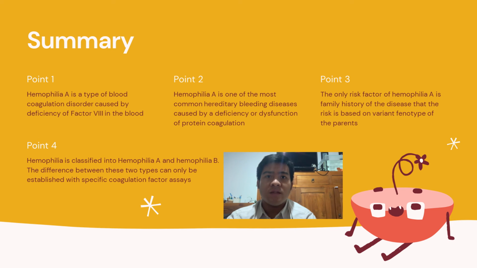Hemophilia A is a type of blood coagulation disorder caused by a deficiency of factor VIII in the blood. Hemophilia A is one of the most common hereditary bleeding diseases, caused by a deficiency or dysfunction of coagulation protein. The only risk factor of hemophilia A is a family history of the disease, where the risk is based on the variant phenotype of the parents. Hemophilia is classified into two main types, hemophilia A and hemophilia B. The difference between these two types can only be established with a specific coagulation factor assay.